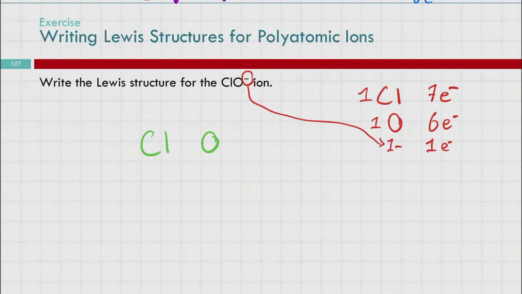So that's going to be 1 extra electron. So 7 plus 6 plus 1, we get 14 valence electrons that we get to place. And we're going to start off placing those with 1 set in between our chlorine and our oxygen, just to get everything connected. So that's our 2 minimum bonding electrons. Then we've got 12 remaining electrons. We can split up 12 electrons between 2 targets by putting 6 on each.